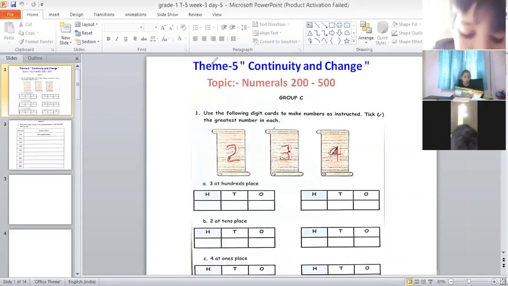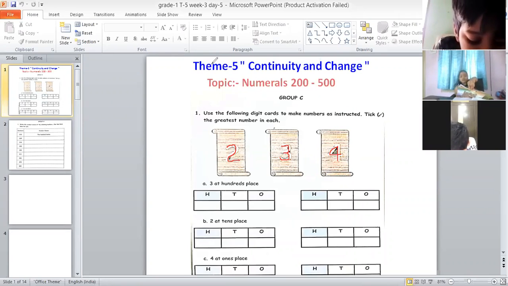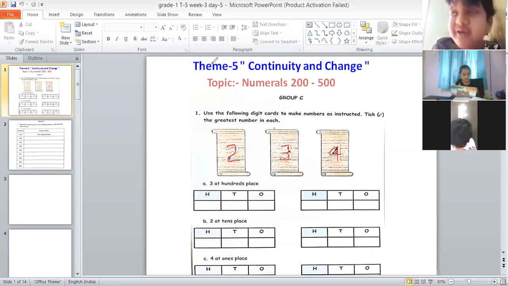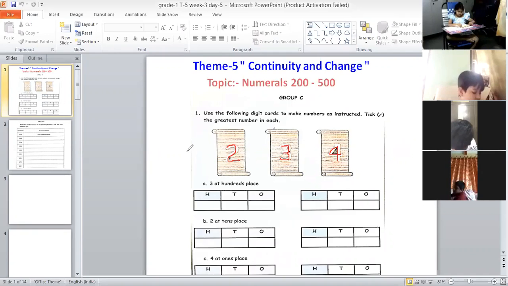Now before we start making the greatest number, we have to look at the hints, and according to the question we have to form the number. All right, Pradiksha, what is the first hint? Read that. It's written here. 3. What is this? Read this, Pradiksha.